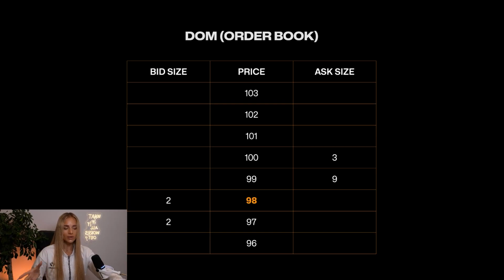Now, here is a part that I really need you to lock in, because the price just moved down from 99 to 98, but it didn't move because there were more sellers. It's actually a very common misconception, because traders often think that price moves because we have more sellers than buyers or more buyers than sellers. But as a matter of fact, at every single moment, the number of buy trades and sell trades is always exactly equal, because every transaction requires both a buyer and a seller.